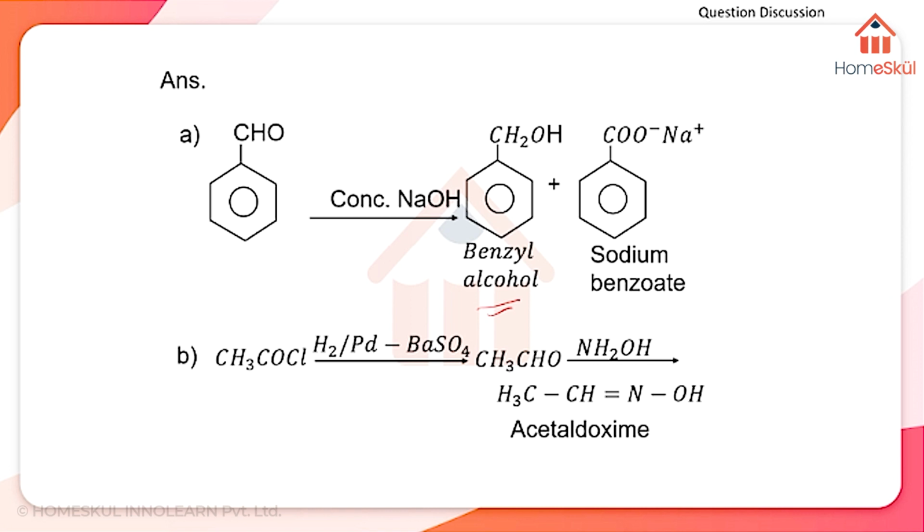Let us look at the answer. Benzaldehyde treated with concentrated NaOH, we get a mix of two products. That is, you get benzyl alcohol and also sodium benzoate. So those are the products formed when we treat benzaldehyde with concentrated NaOH.